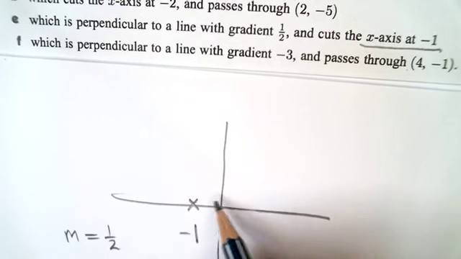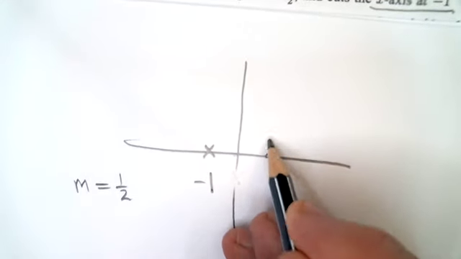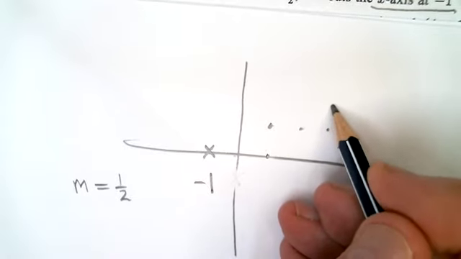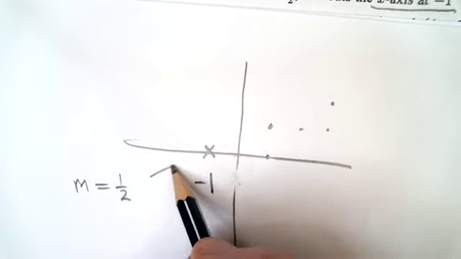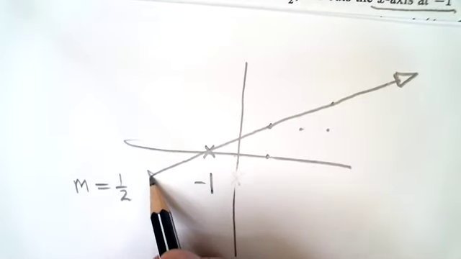So it's going to be, in this case, 2 along, 1 up. So let's do that now. 2 along, then 1 up. 2 along, and 1 up. So this is what the graph looks like at the moment. There it is.